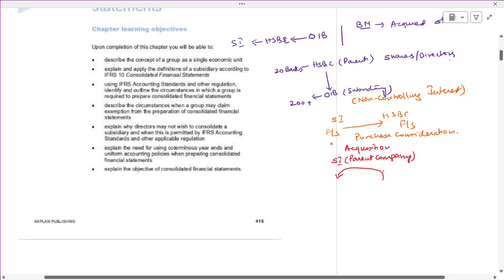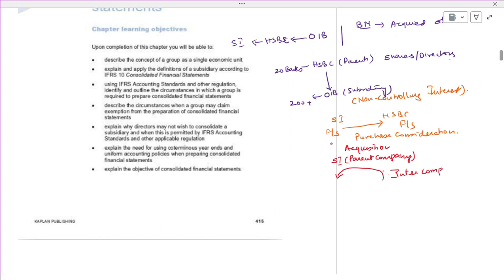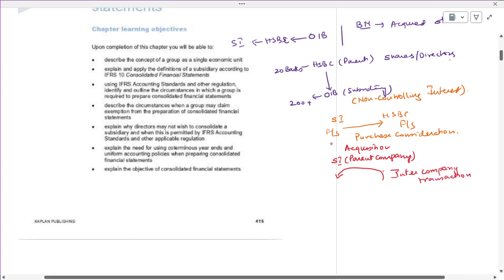Previously, Sohar International will have some transactions with HSBC. But those transactions will be eliminated. Those transactions we call intercompany transactions. Intercompany profits will automatically get eliminated. Now, the most important thing is when a parent company purchases a subsidiary company, the subsidiary company will have a valuation. Valuation is based on the market price.